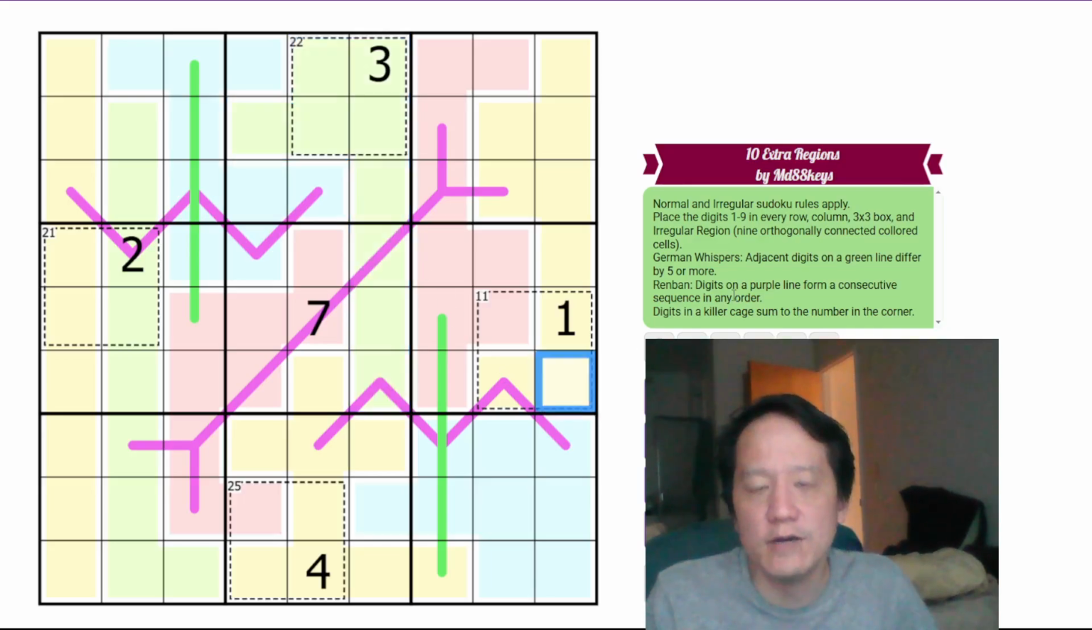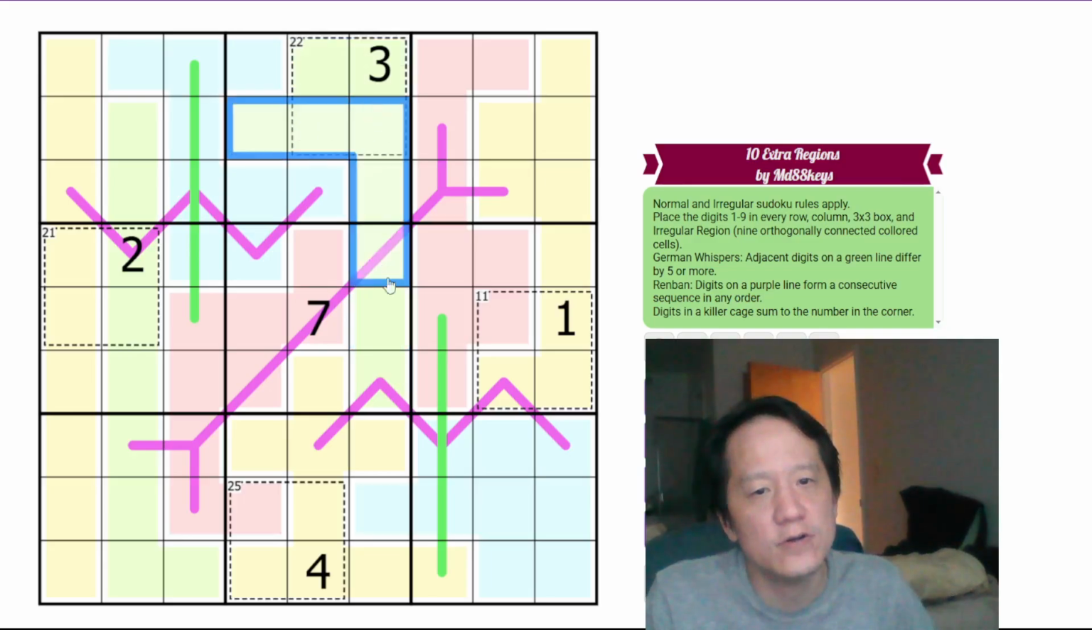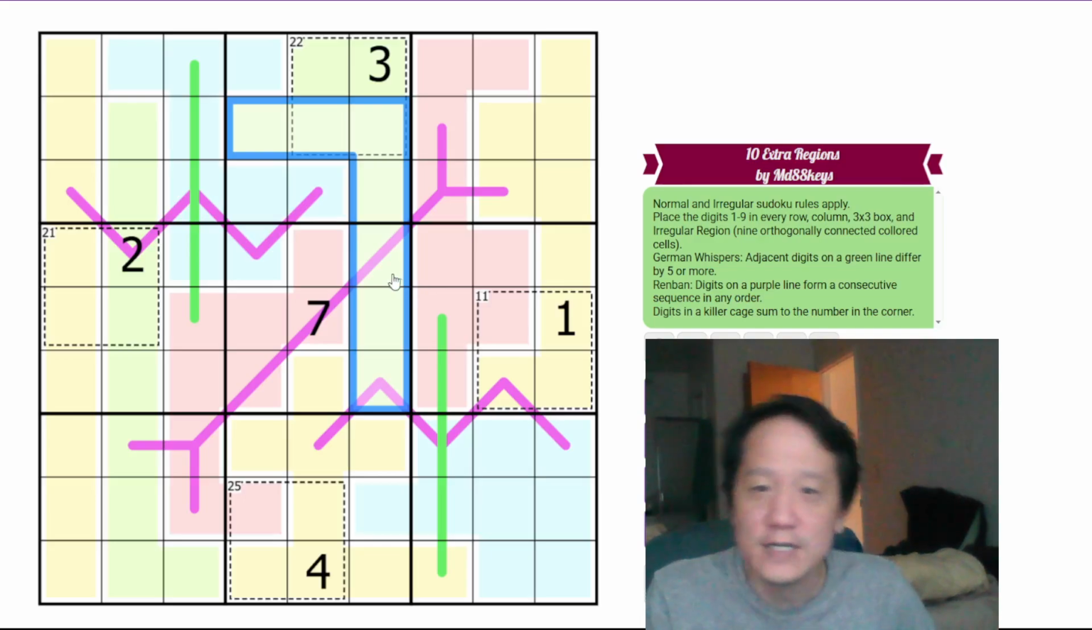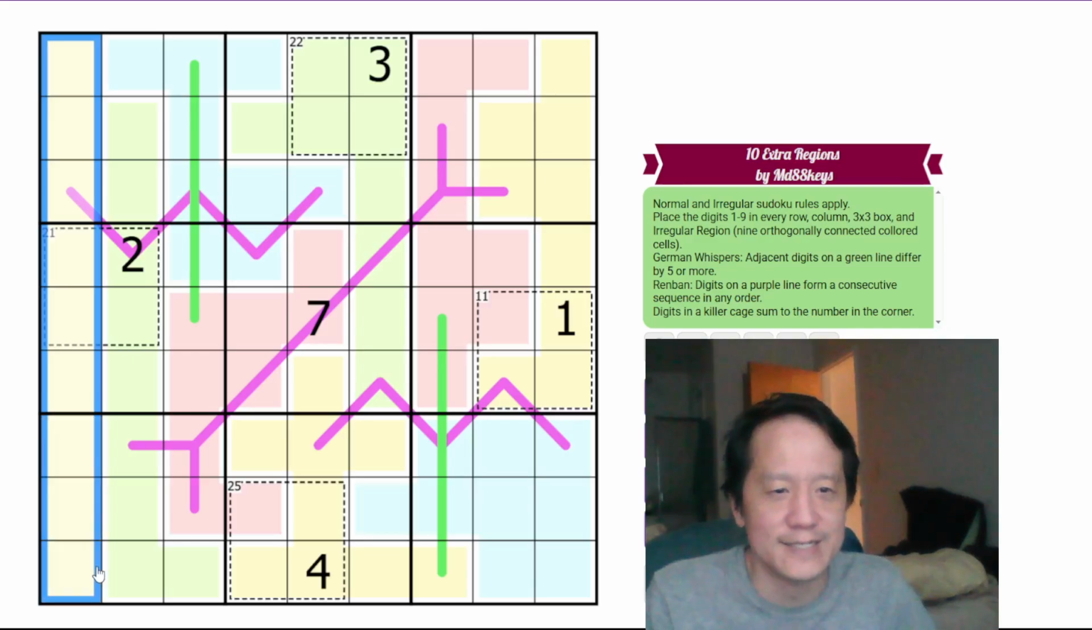We also have German whispers. Wait, 10 extra regions. This is only 9 so far. Why is it 10 extra regions? Huh. Anyways. Yeah, and this extra region is essentially a column.